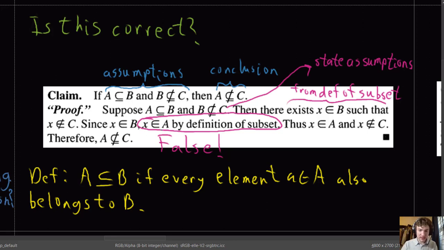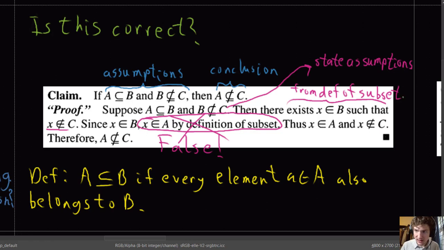So this is simply not true, and the remainder of the proof therefore must also be logically invalid. They then conclude that since x belongs to A, and x does not belong to C, thus x belongs to A and x does not belong to C. Okay, well, the second part is true, but the first part is not true, and therefore the author concludes A is not a subset of C. So in fact this proof does not go through because of this backwards use of the definition of subset.